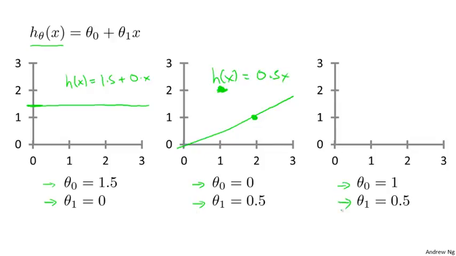And finally, if theta 0 equals 1 and theta 1 equals 0.5, then we end up with a hypothesis that looks like this. Let's see, it should pass through the point 2, 2 like so, and this is my new h of x, or my new h subscript theta of x. You remember I said that this is h subscript theta of x, but as a shorthand, sometimes I'll just write this as h of x.